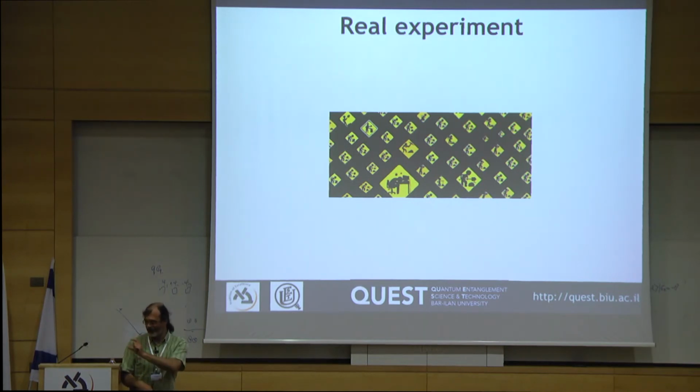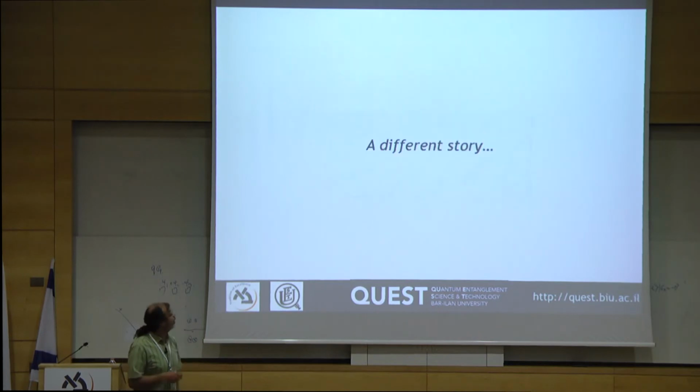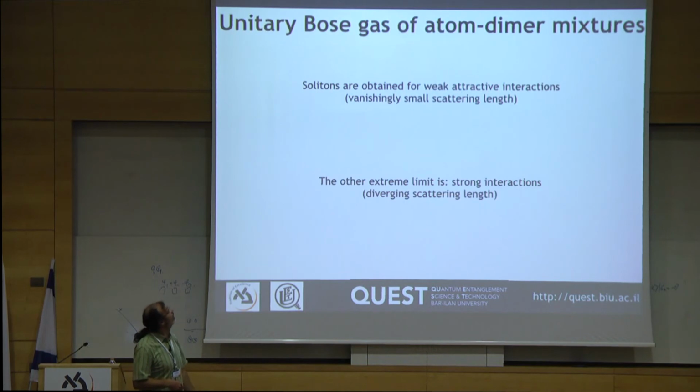So just 30 seconds of giving another stuff. We still do experiments, so we do something in our lab. This is a different story, but not a completely different story. It's something to do with the unitary gas of atom-dimer mixtures. I like very extreme things: either to work with very weak interactions, so these are the solitons, or to work with extremely strong interactions. This brings me to a theory of unitary Bose gas.